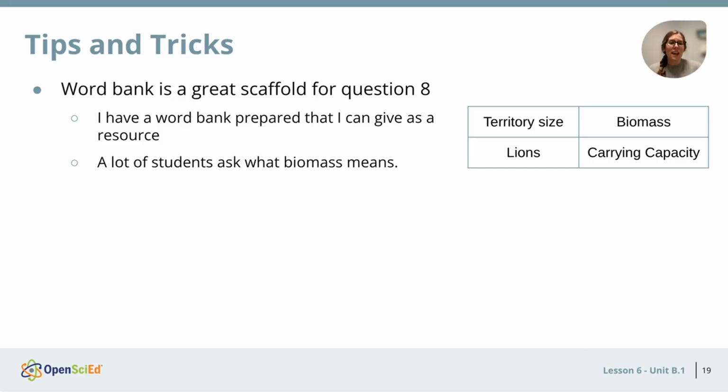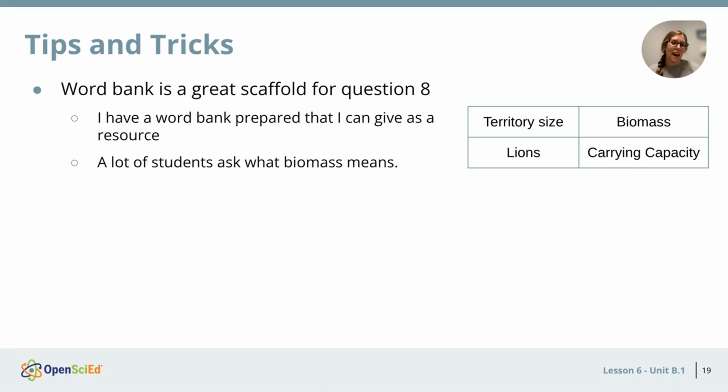Next, question 8 can be a little tricky or a little challenging for some students. I support with a word bank. That's a fantastic scaffold. I usually have a word bank prepared and I give them the following words: territory size, biomass, carrying capacity, and lions. And I say, hey, your paragraph or your answer should include these words. And it usually helps them cue into, oh, I learned about territory size and the lions and the carrying capacity in questions 1 through 7.